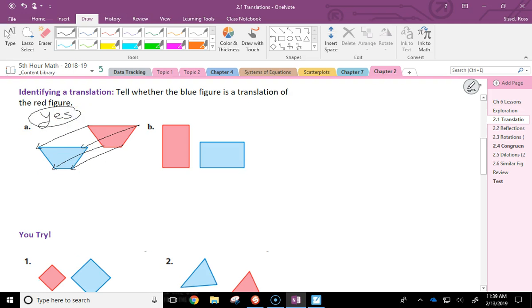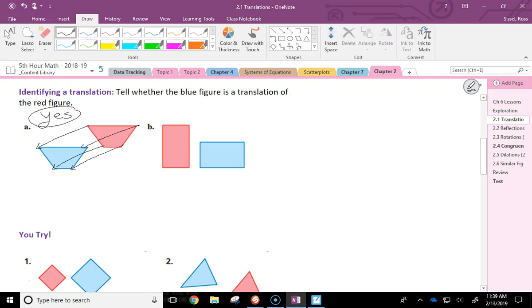Guys, focusing on here. We are saying yes, and the reason is each one of the vertices, when we're working with our 2D shapes, we're going to call them vertices. That's our corners. Each one of our vertices moved the same direction and the same length. So the distance was the same on all of them. So this one was a yes. On B, why is it not a translation?